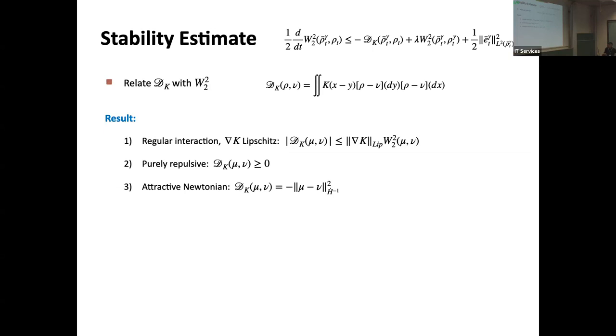Are we good? Okay. So this is the case where you have the Poisson, where the second derivative of k is just a Dirac delta at 0. And then it turns out that you can relate dk with the H-1 homogeneous norm. And there is a very nice result by Perrier that tells you that this norm can be controlled by the Wasserstein distance, if you have upper bounds. So this is something that we have to show.